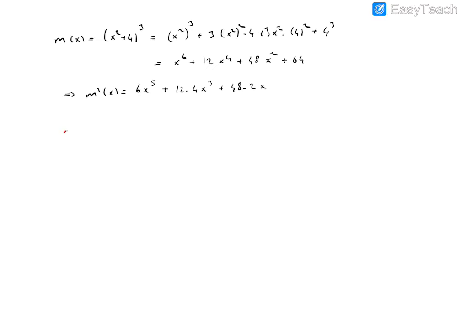if m of x were x squared plus 4 to the power 2022, you cannot expand the polynomial. So you cannot find the derivative of m this way. So we have a general power rule for this case. Let's write it as a theorem. This is the general power rule, a special form of the chain rule.